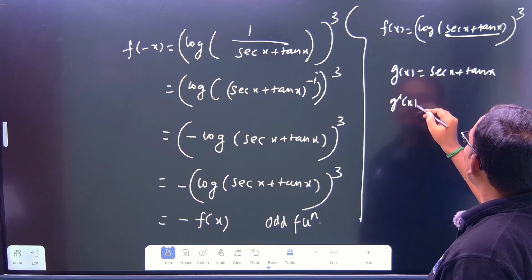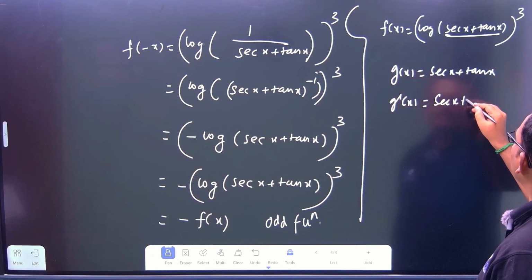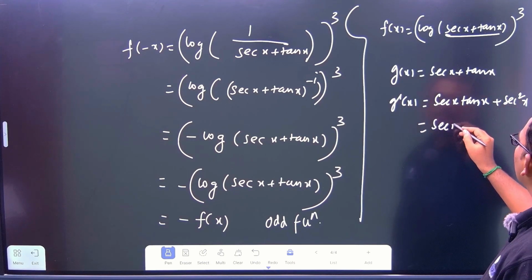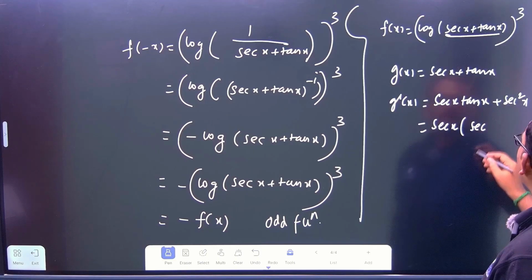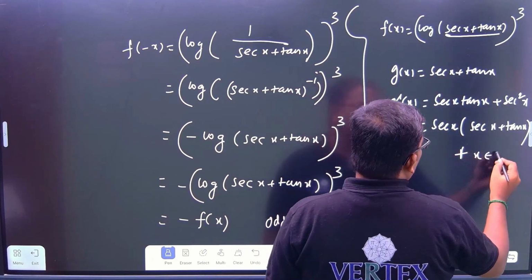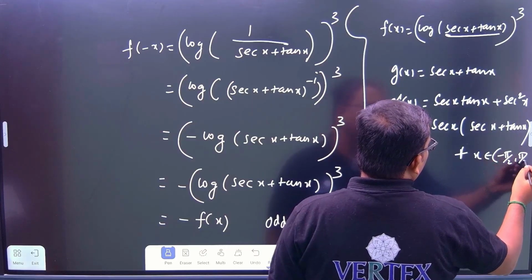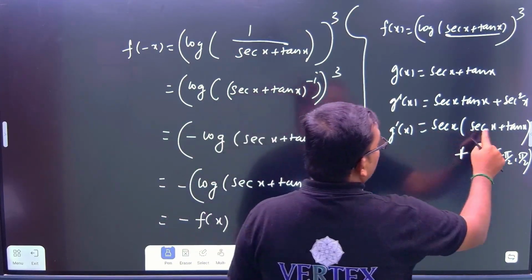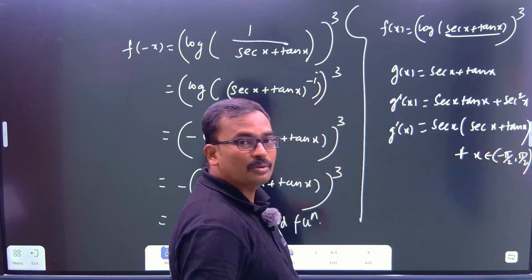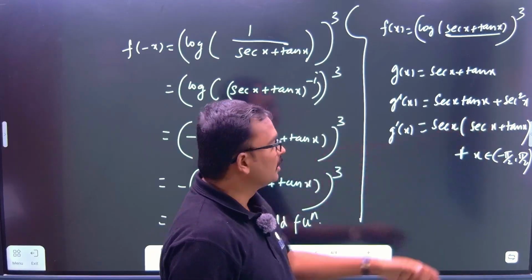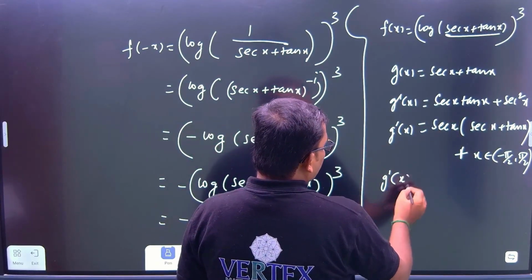So g dash of x: you find the differentiation of secant x, which is secant x tan x, and the differentiation of tan x, which is secant square x. If you take secant x common, it is secant x times secant x plus tan x. Clear? This is g dash of x. For all x belonging to minus pi by 2 to pi by 2, secant x in this interval is above the x-axis. Secant x plus tan x is also above the x-axis, that means positive. This is completely positive.